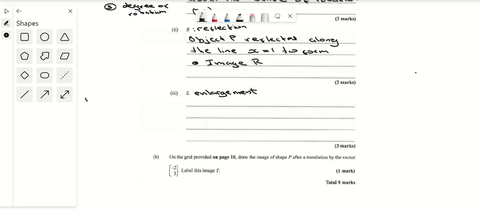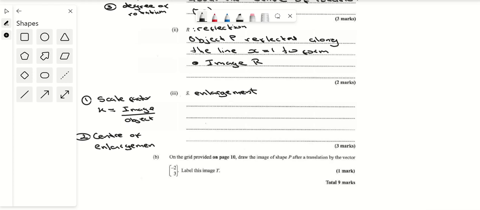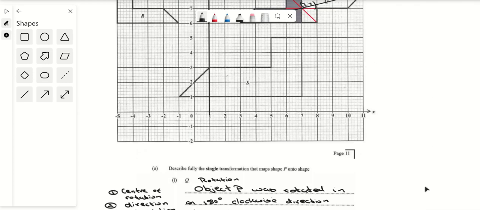The first thing is you need your scale factor, which is also known as K, and is equal to the length of your image divided by the length of your object. And then the next thing you need is your center of enlargement. Right, so let's find these 2 things and then we can do a description.